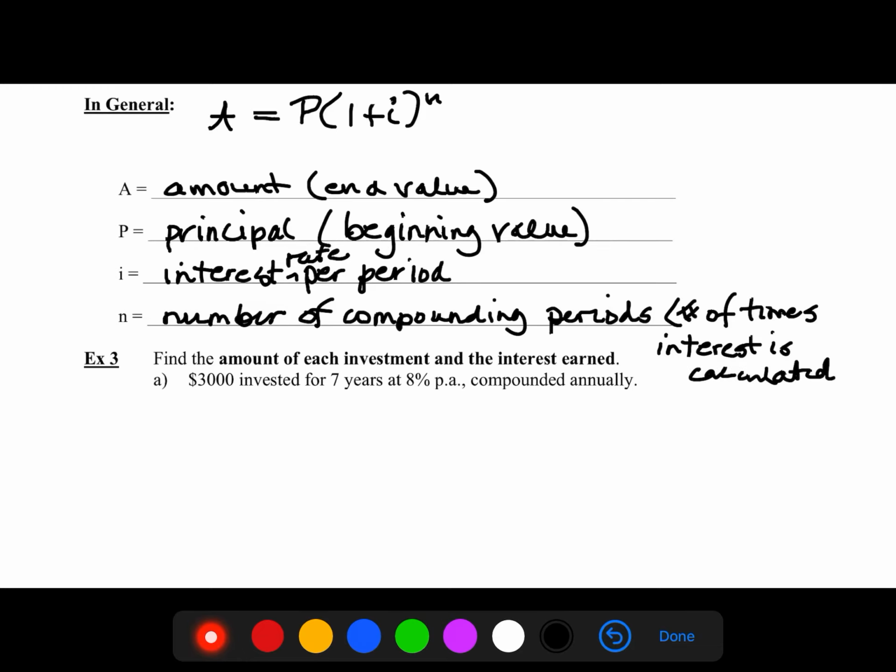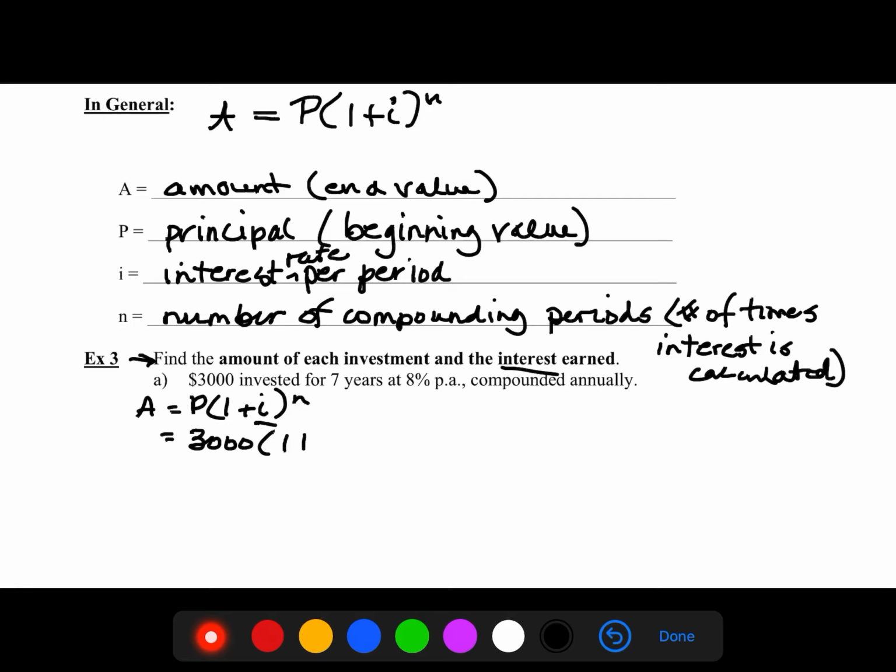Which means number of times interest is calculated. So, first one we have here, we want to calculate the amount of the investment and the interest earned. So we'll talk about interest in just a second. So A equals P times 1 plus I to the N.